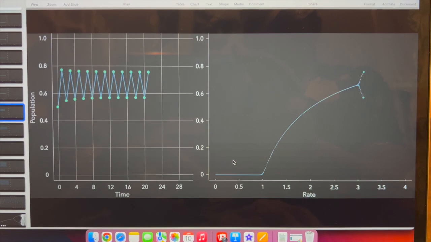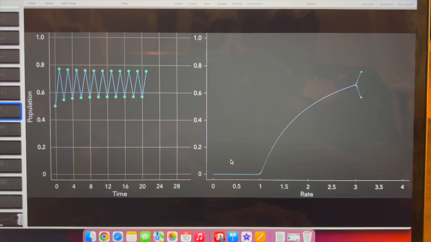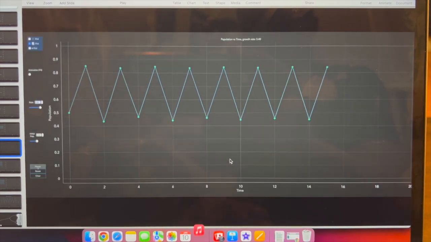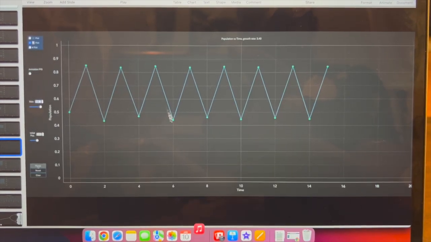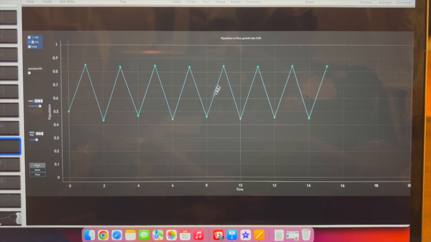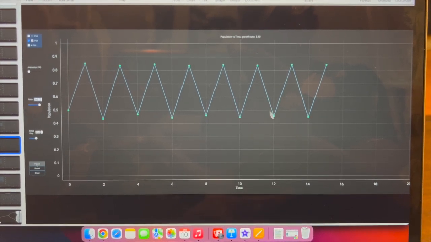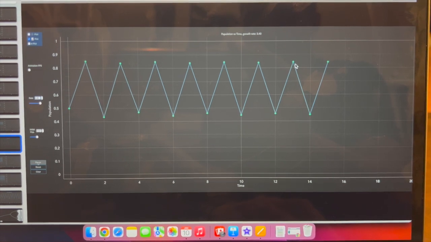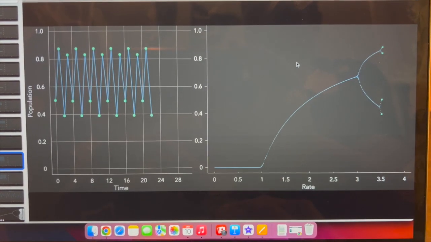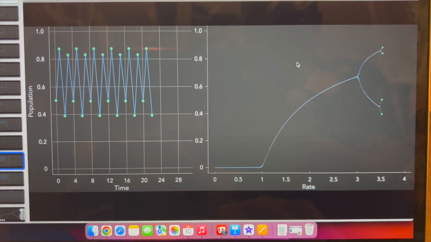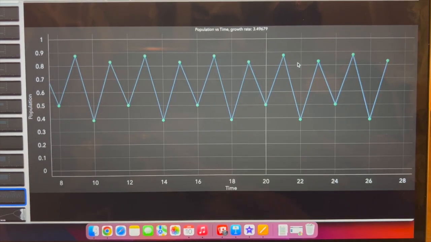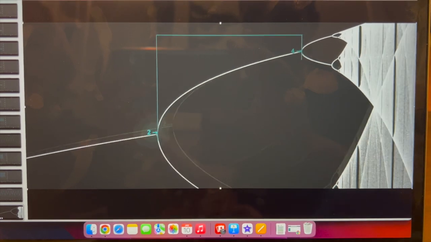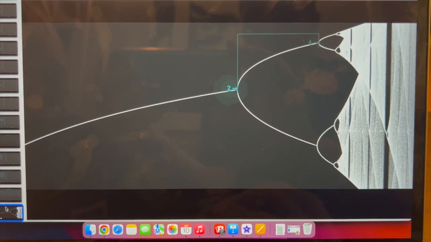But once r reaches 3, the equilibrium splits into 2 oscillating bifurcations. In other words, the population goes through 2 different totals before repeating. 1, 2, 1, 2, 1, 2. Then, when the growth rate reaches 3.5, it splits again, and the population now goes through 4 totals before repeating. These doubling bifurcations continue until it devolves into complete chaos.